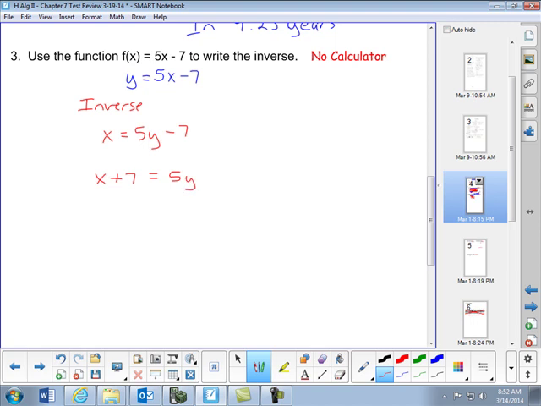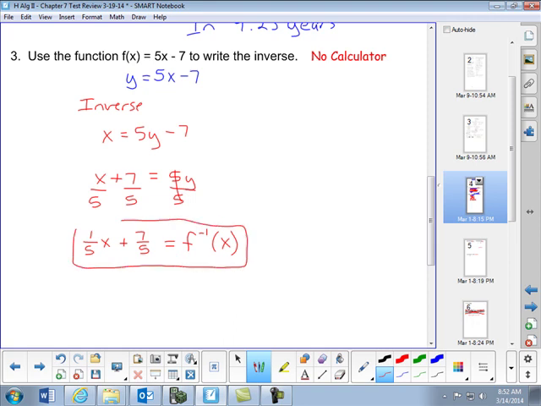And one of the things that I was surprised on the quiz you guys missed a lot of, remember when you divide, you need to divide each piece by 5. So you get 1/5 x plus 7/5 equals y, or remember the inverse is f negative 1 of x. So your inverse function is 1/5 x plus 7/5, and there's your inverse.